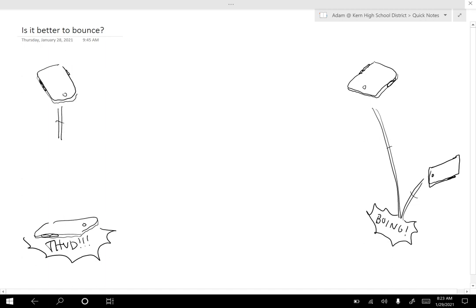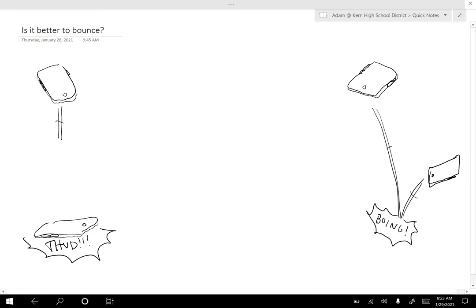Hey y'all. So last class I asked you to reflect on whether it would be better for your object to bounce or to land dead. So I want to go over that a little bit. As you see here, I have two situations drawn: one where the phone falls and lands with a thud, lands dead, and one where the phone falls and bounces up with a boing. Okay.